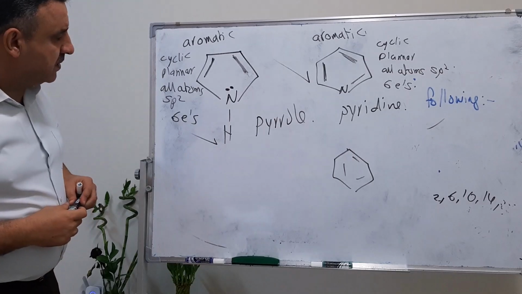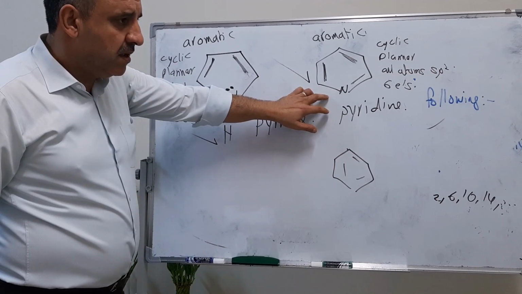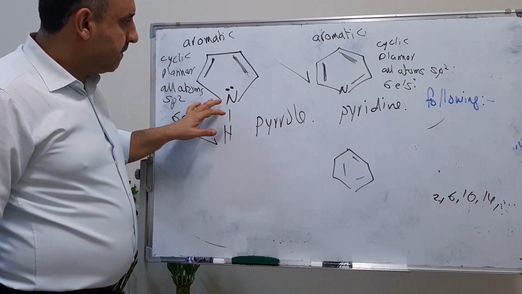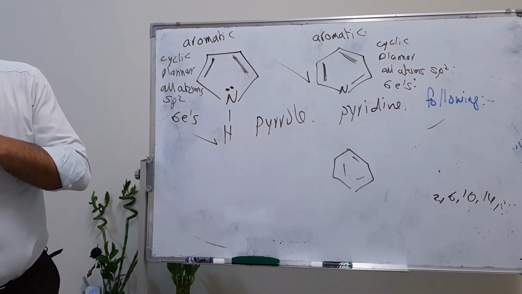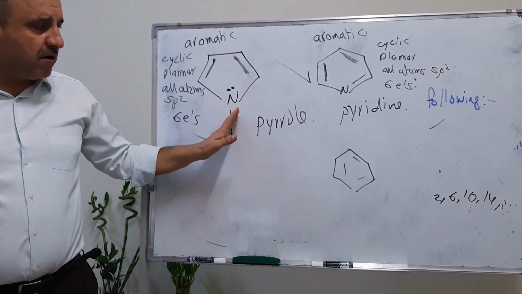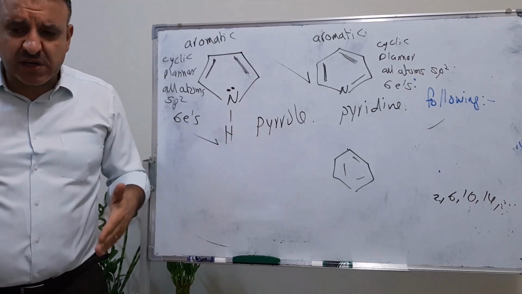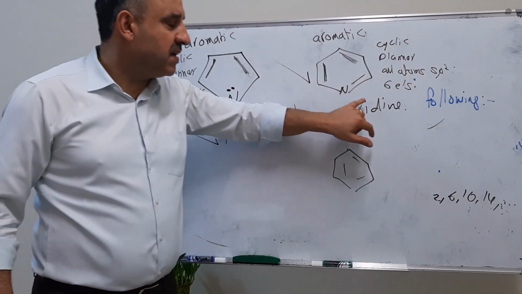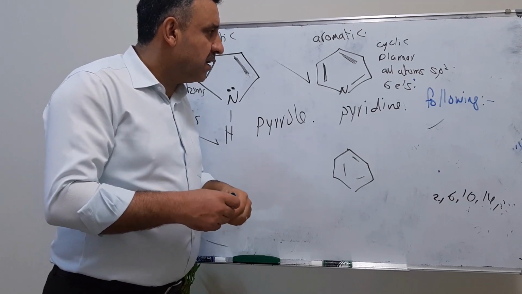Yes, Doctor. It should be 8. When? Where? In which one? In the pyridine? Would you please just repeat the question? It should have 8 electrons? Which one? The pyridine or the pyrrole? Which one are you talking about? Pyridine. Why should it be 8? Because the nitrogen has a lone pair.